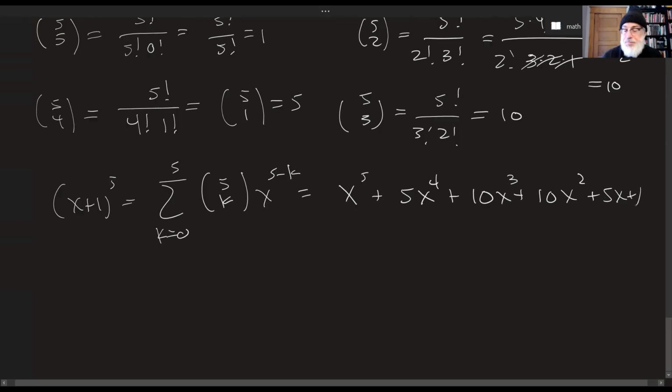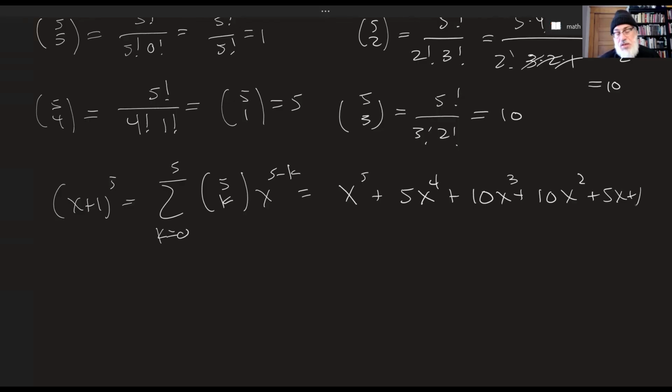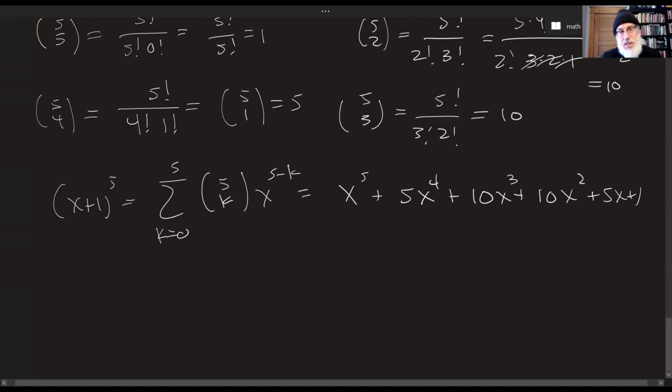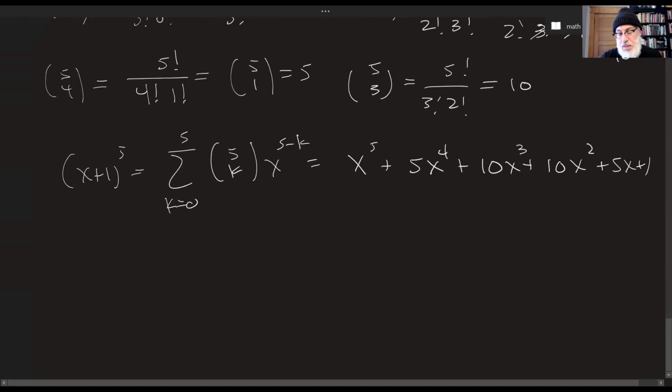plus 1. Now, in the separate video I'll do for the binomial theorem, we'll talk about Pascal's triangle, which is an extreme shortcut to this based upon summing in a triangle.